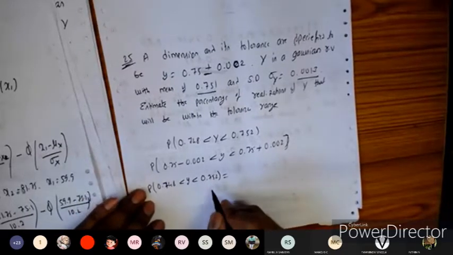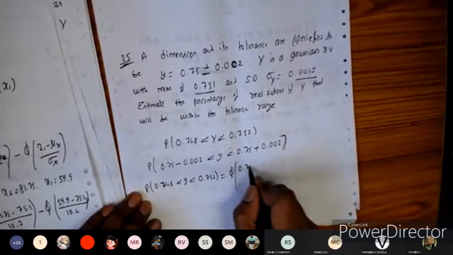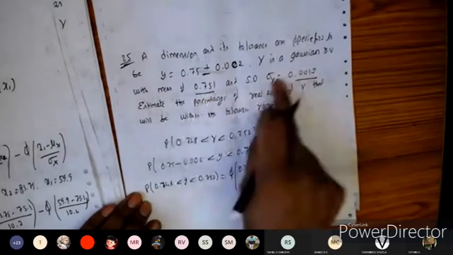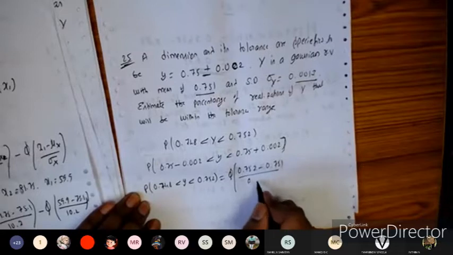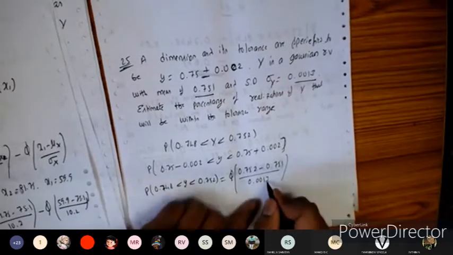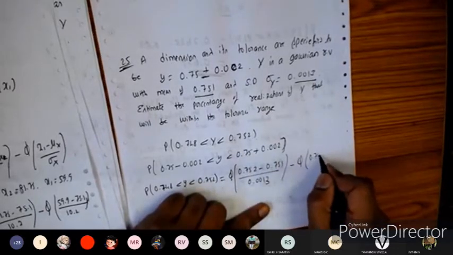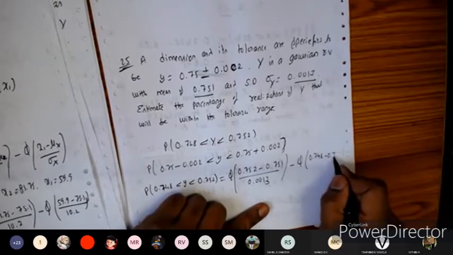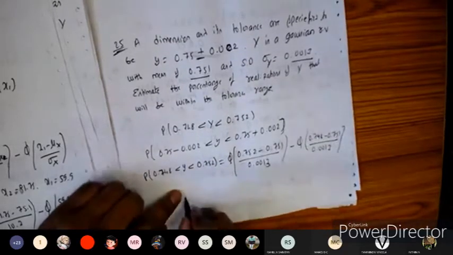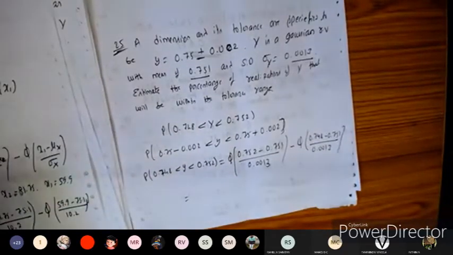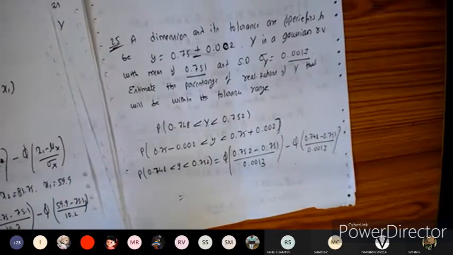If you keep it in normal, the answer will not be the same. So let us find this one. So x2 is 0.752 minus the mean, which is given as 0.751, divided by the standard deviation 0.0013. Okay, so minus phi of x1, which is 0.748 minus 0.751, divided by 0.0013. Okay, so find the value for this one. Understood now? Any doubts in this one? You can keep your calculator in scientific mode here so that we'll get an accurate answer.